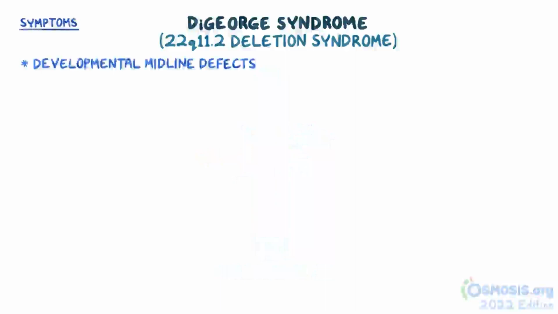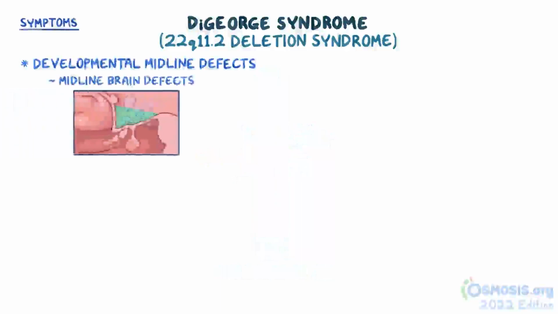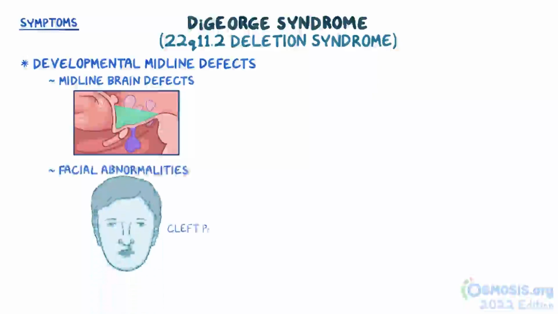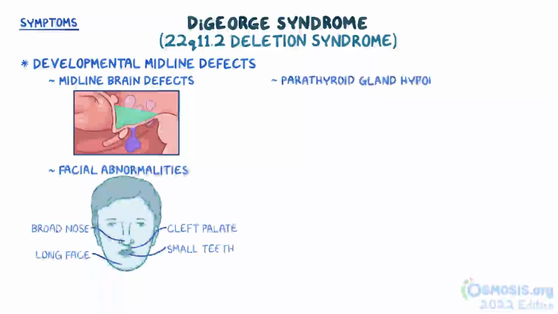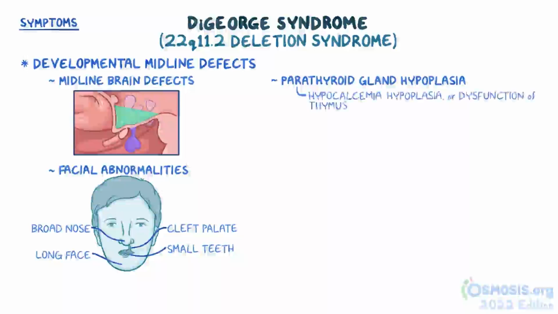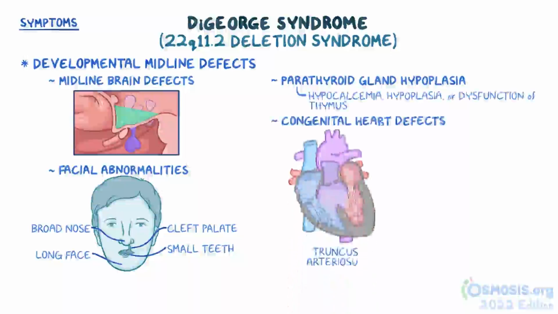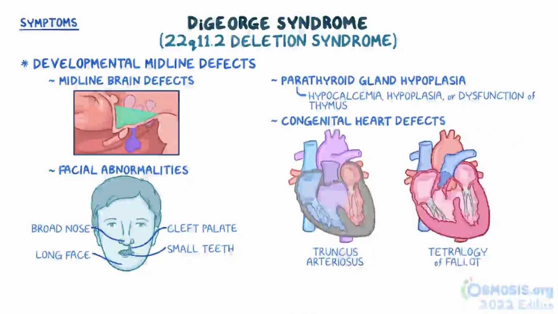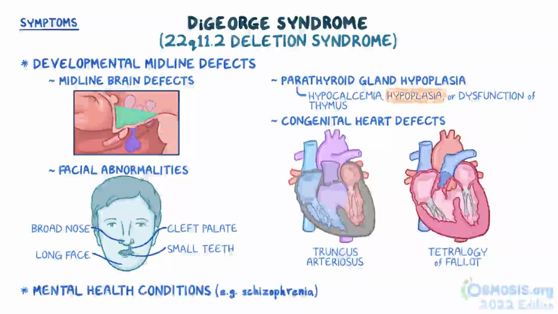These include midline brain defects affecting the hypothalamus and pituitary gland, facial abnormalities such as cleft palate, a long face, small teeth, or broad nose, parathyroid gland hypoplasia causing hypocalcemia, hypoplasia or dysfunction of the thymus, congenital heart defects, in particular truncus arteriosus and tetralogy of Fallot, as well as mental health conditions like schizophrenia. Let's focus on thymic hypoplasia.